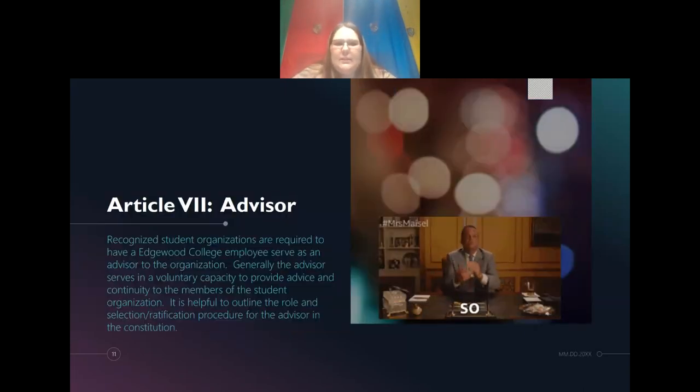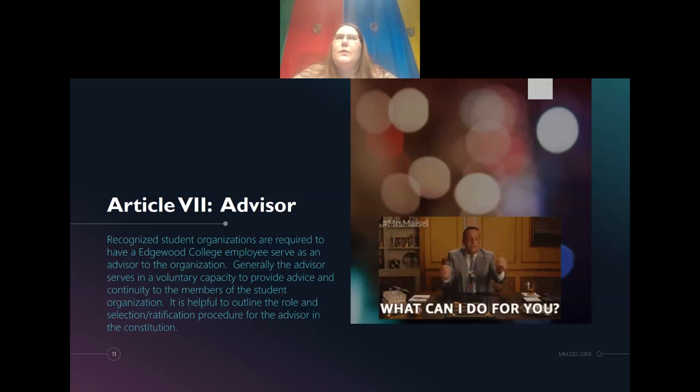Article number 7, your advisor. So every recognized student org is required to have an Edgewood College employee serve as the advisor to their organization. Generally, the advisor serves in a voluntary capacity to provide advice and continuity to the members of the student organization. It is helpful to outline the role and selection and ratification procedure for the advisor in this constitution. So here we might see things like an advisor must attend one meeting every semester to stay in touch.